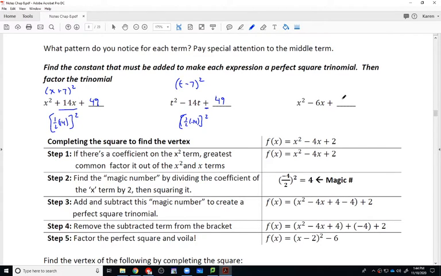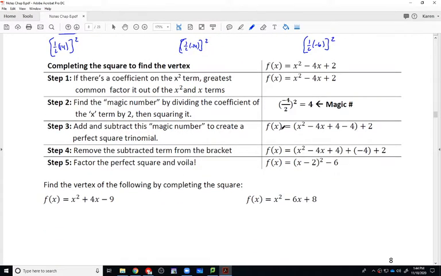So hopefully you decided that this last number would be a 9, because half of negative 6 squared is 9. And then hopefully, if you factored it, you got x minus 3 all squared. So if you can do this, you can create a perfect square, or complete the square to find the vertex.